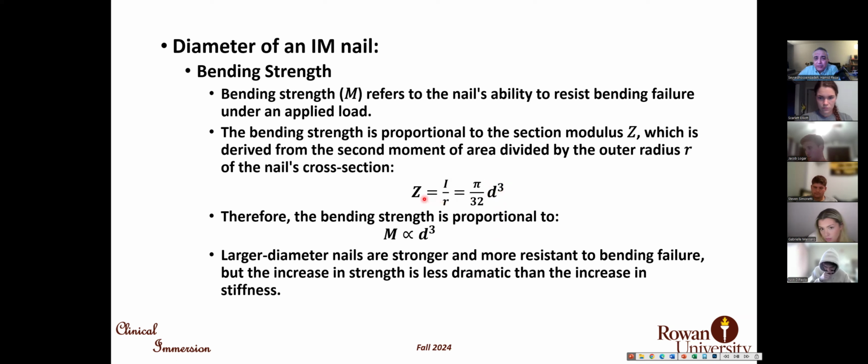And this section modulus is proportional to bending strength. So the higher section modulus, the higher bending strength. It means the higher the diameter, the higher the bending strength, the higher the resistance against failure, bending failure. But it is not as strong as the bending stiffness because it is proportional to the third power. Bending stiffness was proportional to the fourth power.